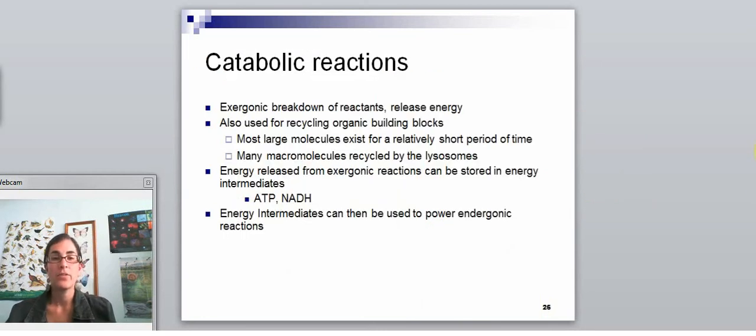So again, catabolic reactions are the exergonic breakdown of reactants, and they're going to release energy that can be used for other things. Catabolic reactions can also recycle or break down materials that can be reused, and we saw that when we were looking at the lysosome in the cell chapter. Here we're going to focus on what happens to the energy that's released. When this energy comes out of these exergonic reactions, it will be immediately put into energy intermediates. Energy intermediates are stores of energy.